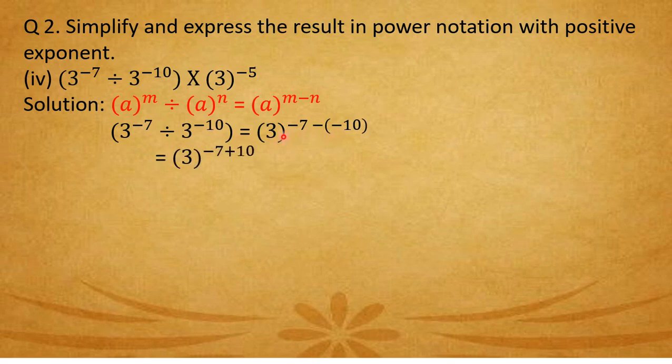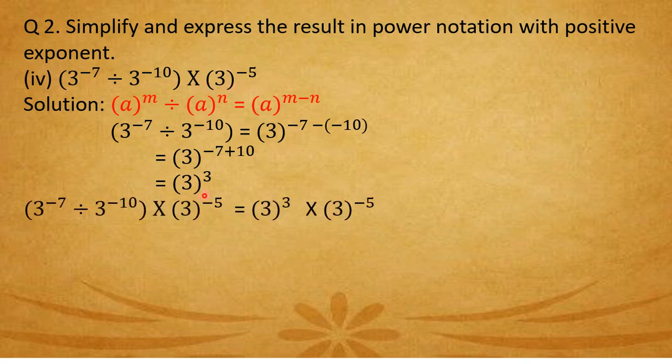So it will be 3 raised to the power minus 7, this minus and this minus becomes plus. So minus 7 plus 10. So here we get 3 raised to the power 3. Now after this bracket quantity we solved, this should be multiplied with 3 raised to the power minus 5.